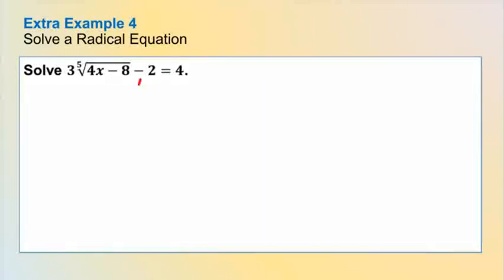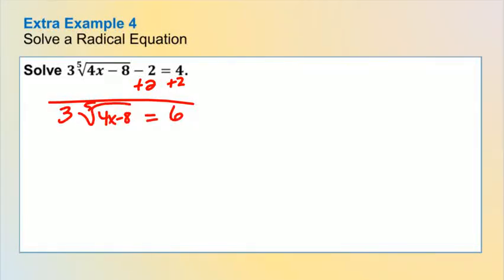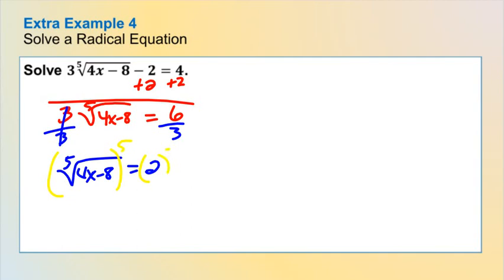Another one, add 2 to both sides. So we have 3 times the 5th root of 4x minus 8 equals 6. To get the radical by itself, I divide by 3. And I have the 5th root of 4x minus 8 equaling 2. Raise everything to the 5th power. And now I have 4x minus 8 equals 32. Add 8, and now I have 4x equaling 40. Divide by 4. x would equal 10.